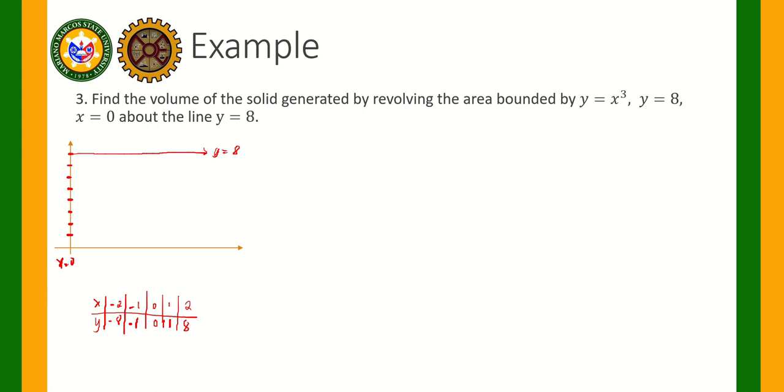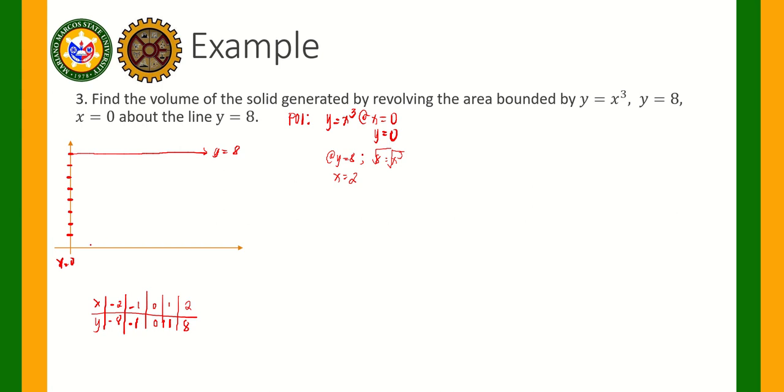But let's first solve for the point of intersection. So yung point of intersection natin at y equal to x cubed. So if our x is equal to 0, y is equal to 0. Now, if our y is equal to 8, what is our x? So, at y equal to 8, then 8 is equal to x cubed. So, kunin natin yung cube root. Our cube root of 8 is equal to 2. So, that is the value of our x. So, x is equal to 2.